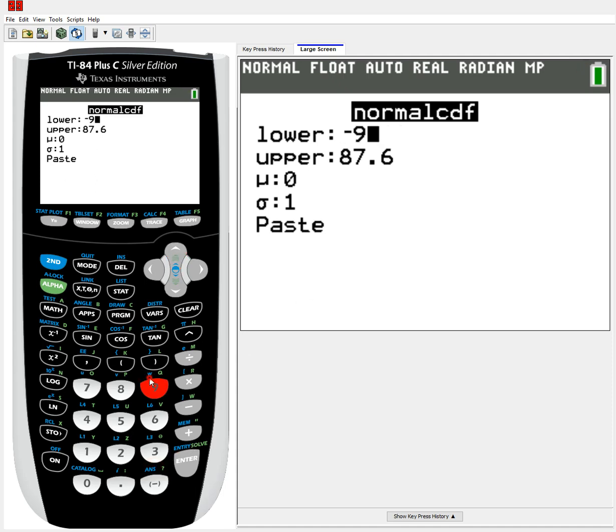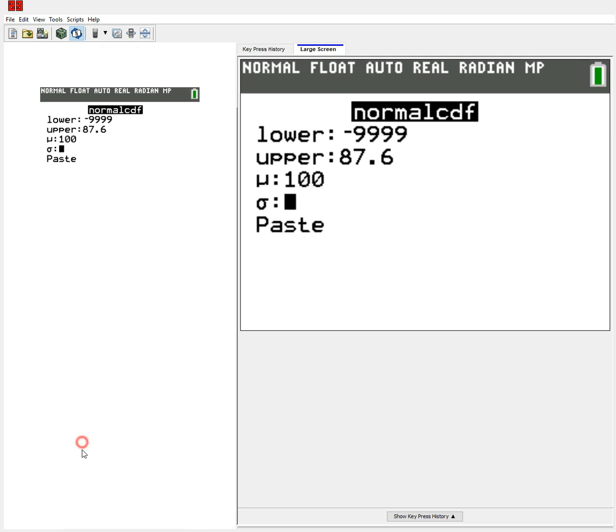I typically use negative 9,999, or negative 4 nines, or maybe 5 nines. It's irrelevant. As long as it's small enough, then it should be fine. Whether you use this or add another 9, the difference will be so negligible your calculator won't even be able to display it because we only see 10 decimal places when calculating. So here I have essentially negative infinity up to 87.6. I have my mean again is 100 and standard deviation of 10.